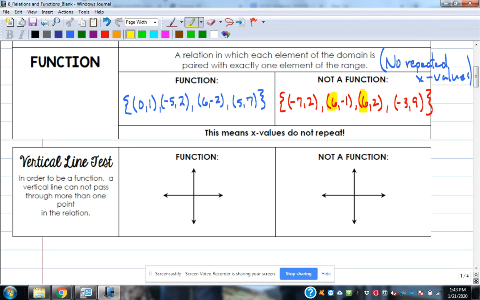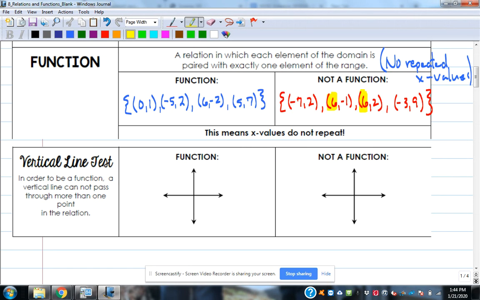When we have a graph, we've got to be a little bit more careful, and there's a test that we can use. It's called the vertical line test. You've got that little box there that talks about the vertical line test. In order to be a function, a vertical line cannot pass through more than one point in the relation.